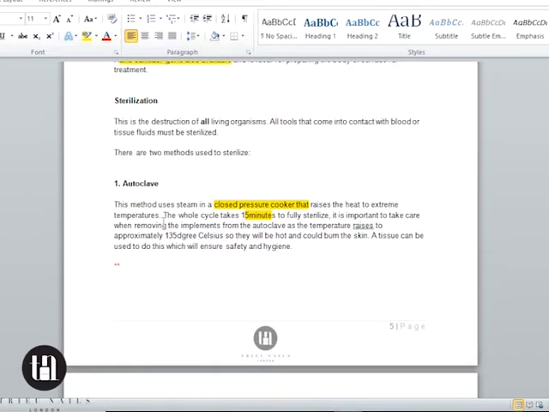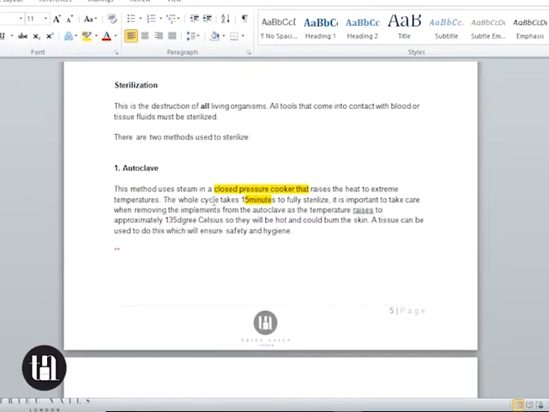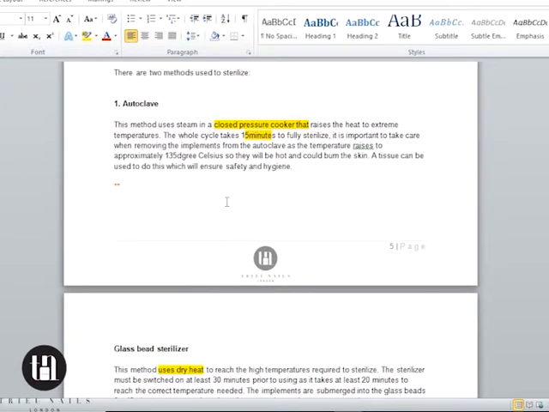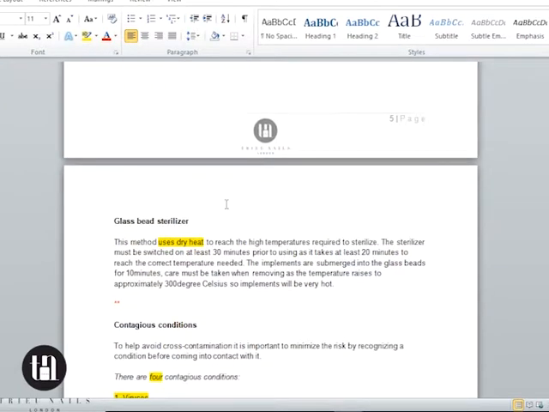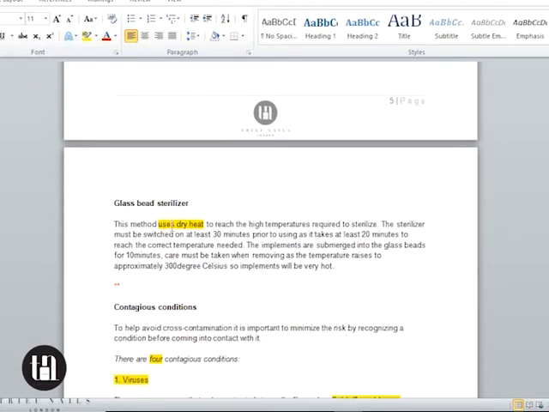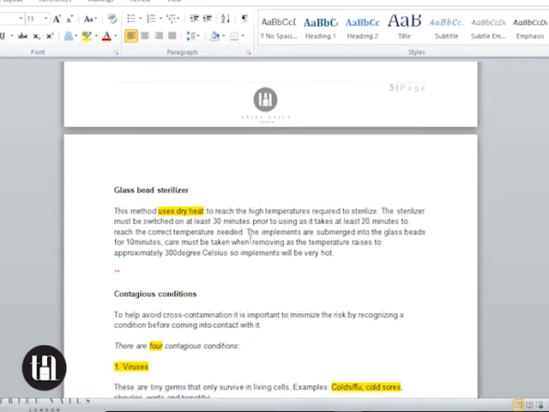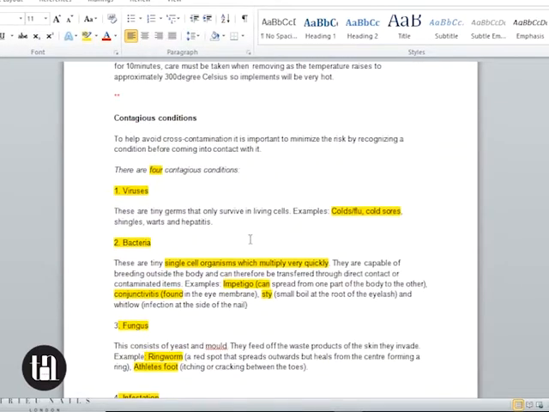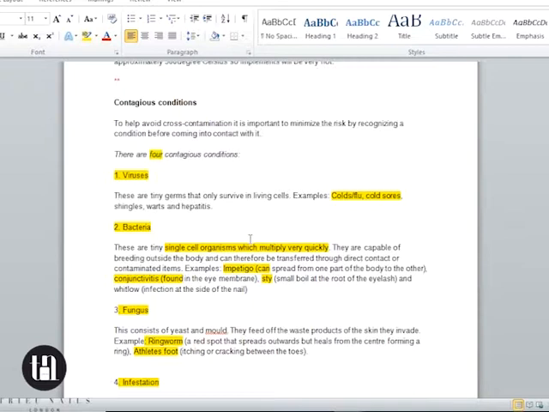There's two main methods. So you have an autoclave. This is almost like a closed pressure cooker that raises heat to an extreme temperature, which then kills off all the microorganisms. And then you have the glass bead sterilizer, which again uses dry heat, and it should be switched on for at least 30 minutes. It then kills off all the microorganisms. So that's for sterilizing.